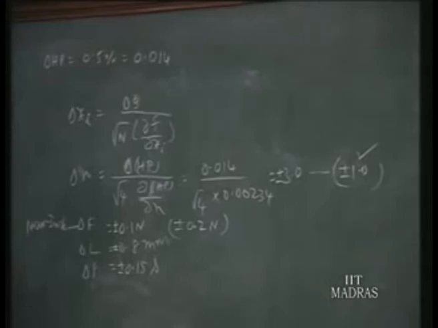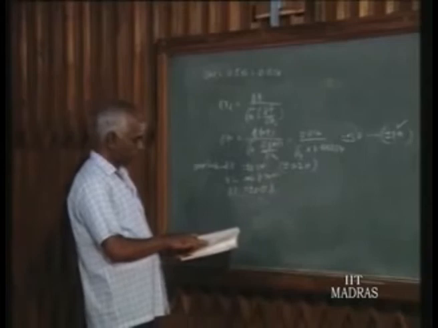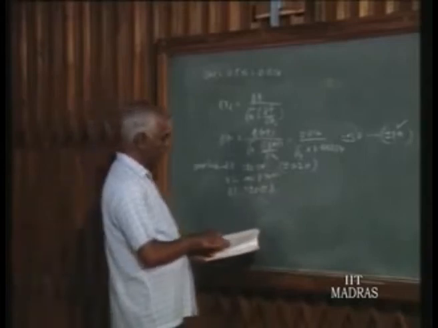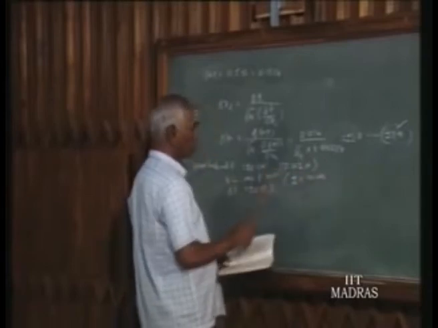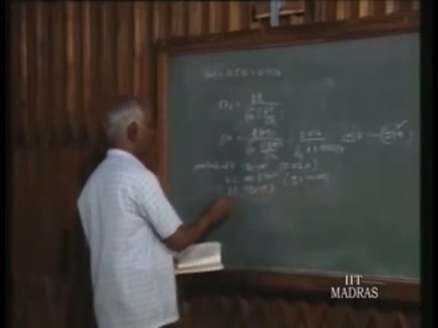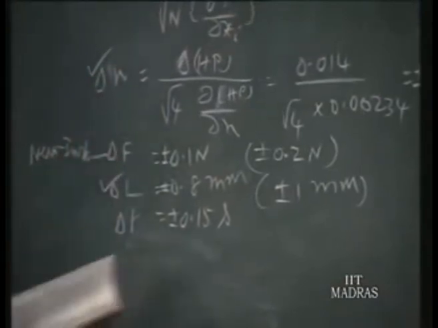Then delta L for measuring length, what we required is plus or minus 0.8, but what is there already is plus or minus 1 mm. So this 0.8, this 1 mm, we can use it. This we are using, this also we can use, because there is not much difference.